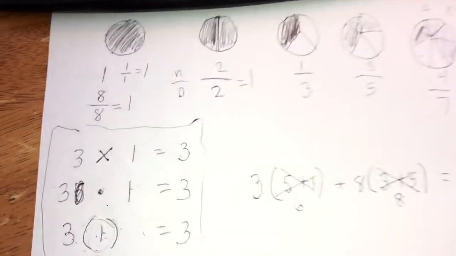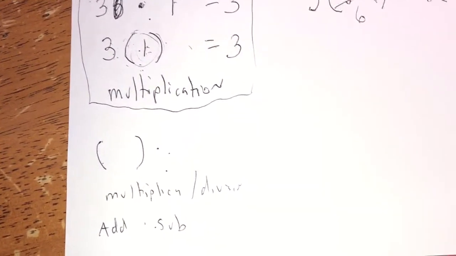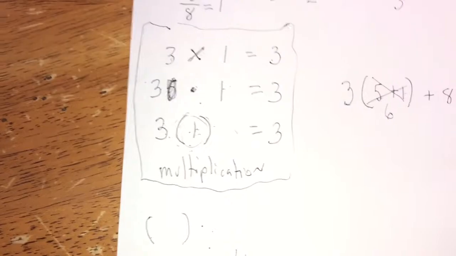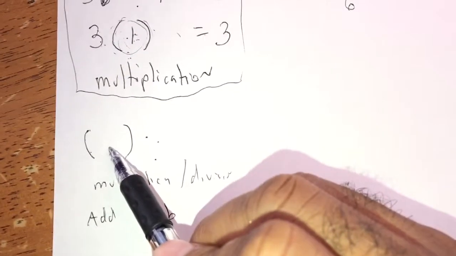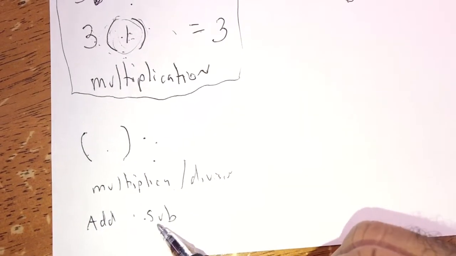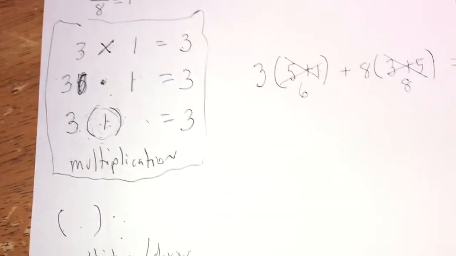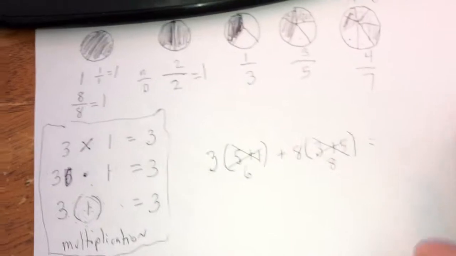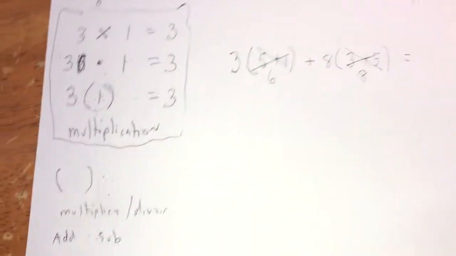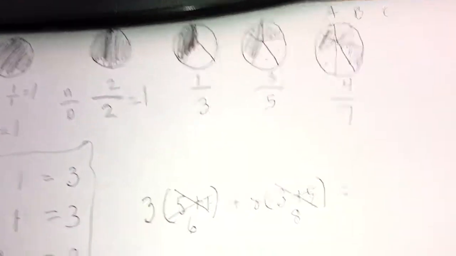3 times 1 equals 3. Just learn the rule. So then let's go back to the order of operations. This is how we're going to solve the problem. Do anything inside the parentheses first, then we do multiplication, then we add and subtract. Very simple. And you know what? You can write this down, because when you take exams, you're able to use a calculator.